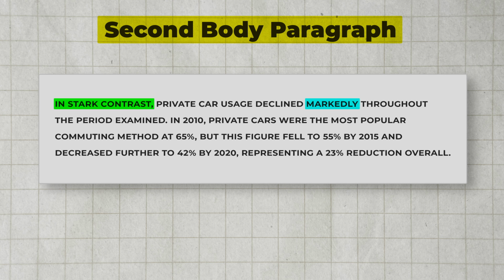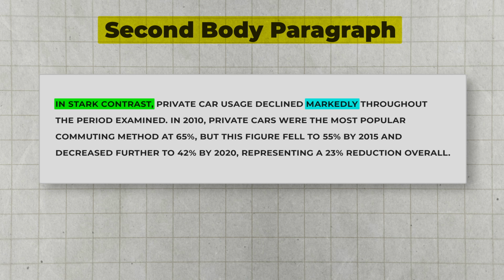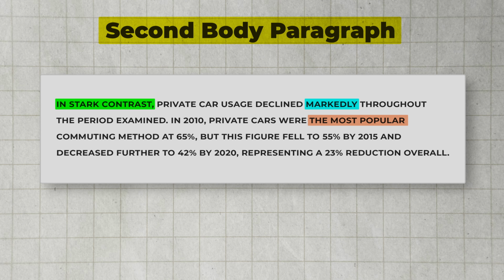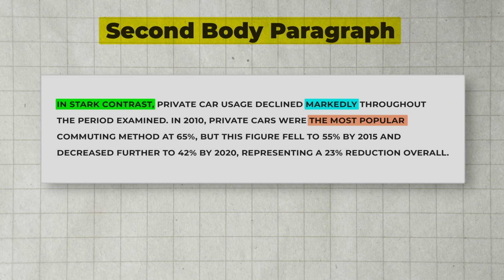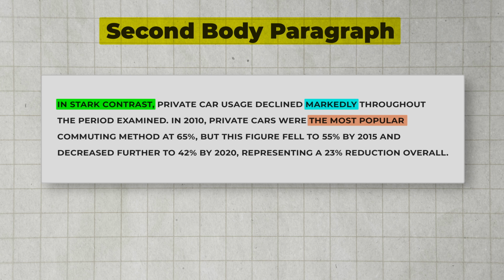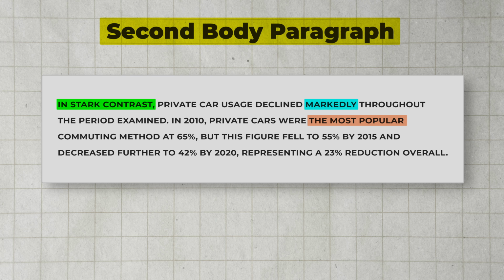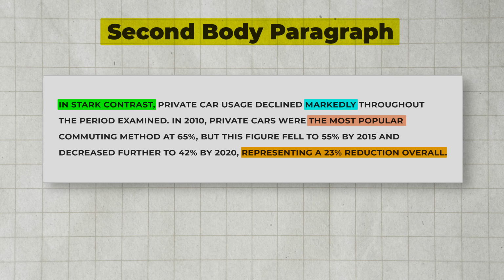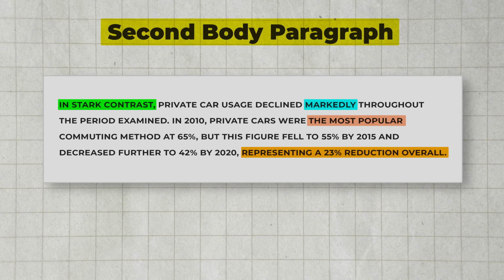I compared the private car usage to other categories and used the superlative. This category was the most popular commuting method, and then I described the changes throughout the period. To wrap up the sentence, I summarized the data, saying that the overall change represented a 23 percentage point reduction. Again, the same strategy, but slightly different vocabulary because previously we talked about increases and growth. And now we talk about decline, decrease, and numbers falling.